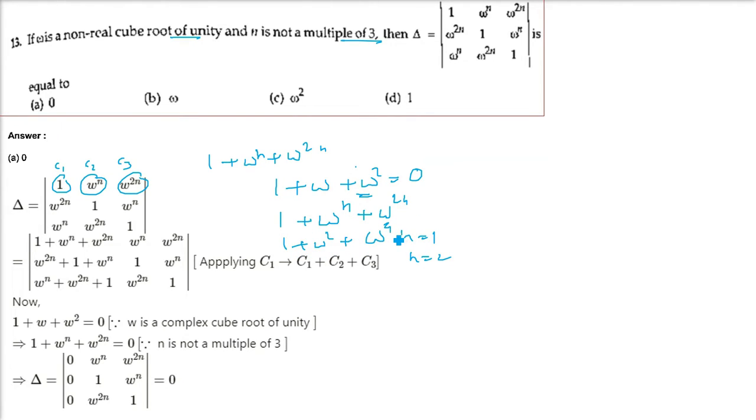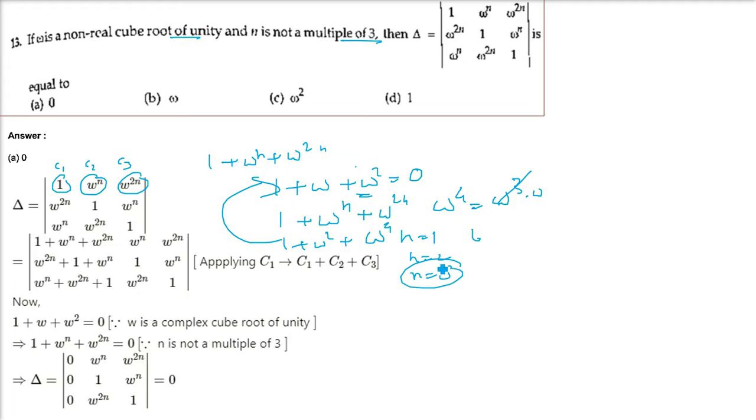Now put n equals 2. 1 plus omega square plus omega 4. Omega 4 is what? Omega cube into omega. So omega cube is 1. So ultimately omega 4 will become omega only. So 1 plus omega square, the same thing will come.